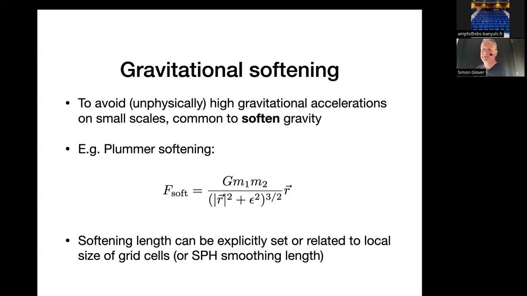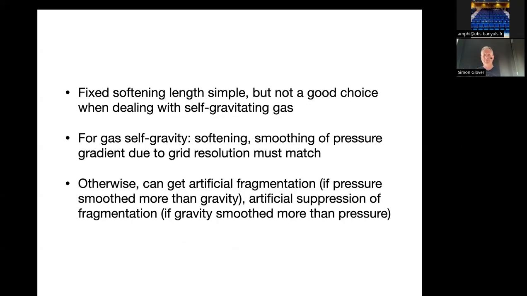So it's common to use this kind of softening. Now, this softening length can be set explicitly, or it can be related to the local size of your fluid elements, for instance, the SPH smoothing length or the local grid cell size. In cosmological simulations, it's quite common to just take a fixed minimum softening length. The reason for this is that doing this allows you to conserve energy if you don't have any dissipative processes. But it turns out this is not a good choice when dealing with self-gravitating gas.